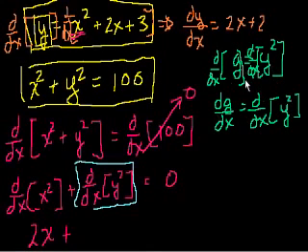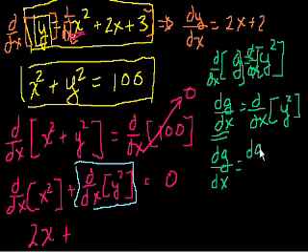I've just rewritten things. But what does the chain rule tell us? The chain rule tells us that the derivative of any variable with respect to x, or with respect to another variable, is equal to the derivative of g with respect to y times the derivative of y with respect to x.